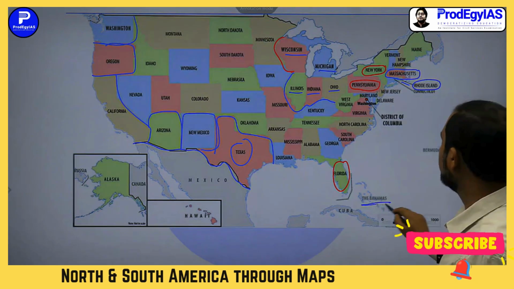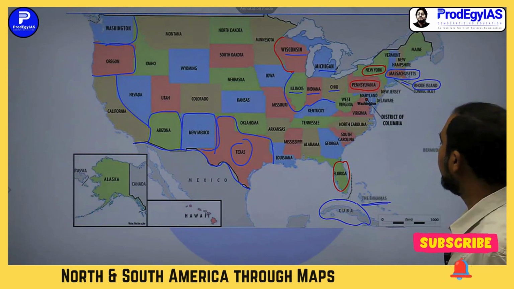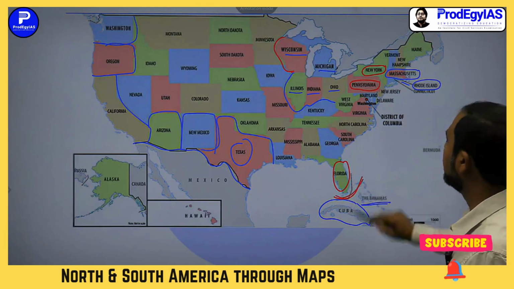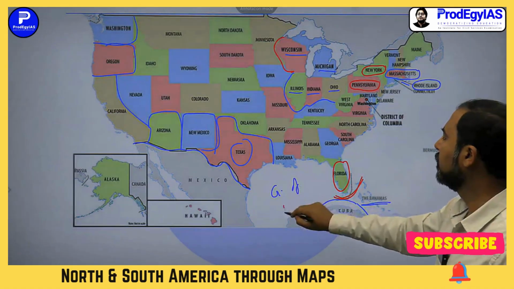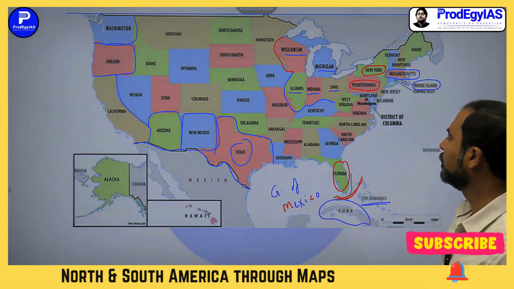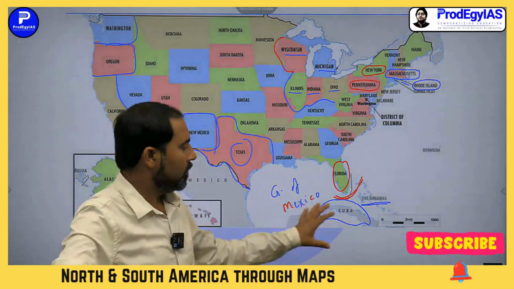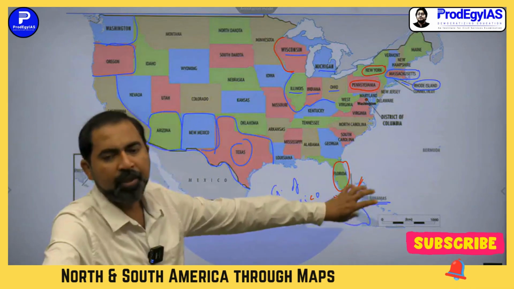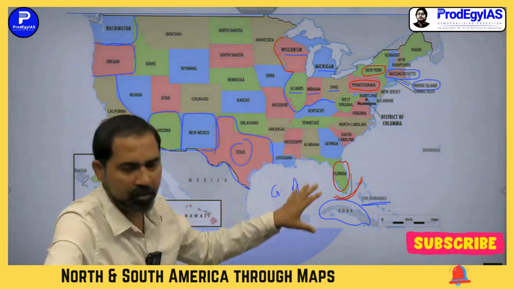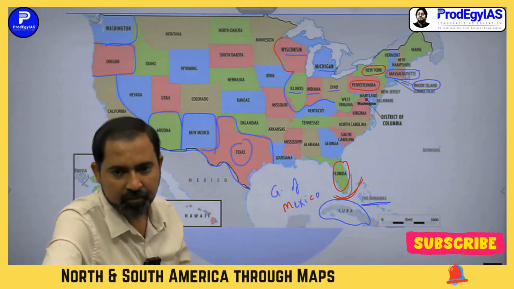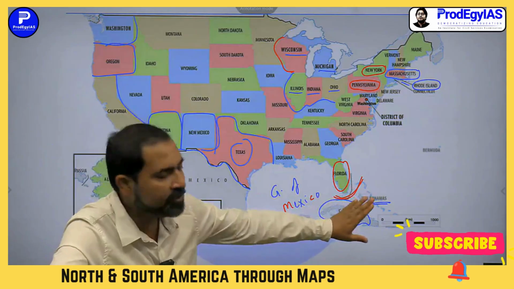Then this is the Bahamas Island. This is Cuba, the nation of Cuba, right? This is Florida Strait. This is Gulf of Mexico. Cuba and Bahamas, they are Caribbean sea nations that you call West Indies. They are part of North America, but they are island nations. They are found in the Caribbean Sea area, right? This is the Caribbean Sea.